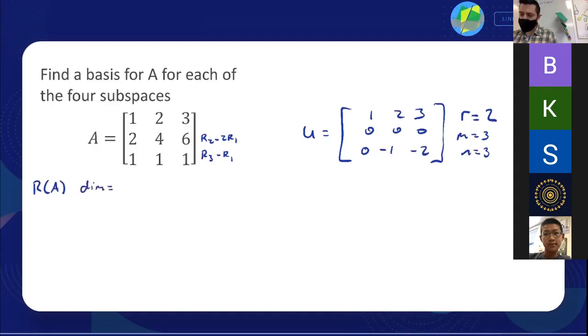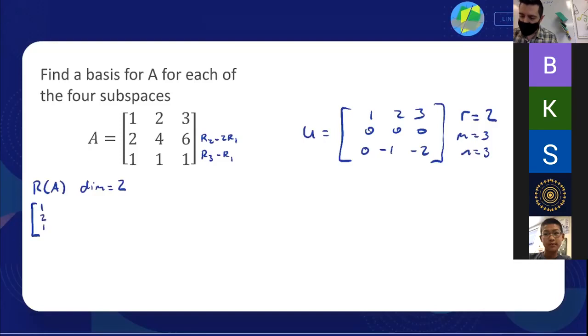So for our column space, our dimension is 2. We want to choose 2 independent columns. I would choose the pivot columns, but not from U, from A. So our pivots are in 1 and 2. So I'm going to choose columns 1 and 2.